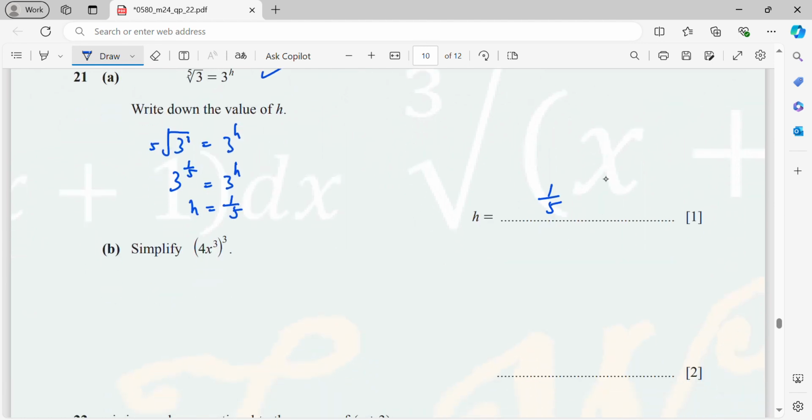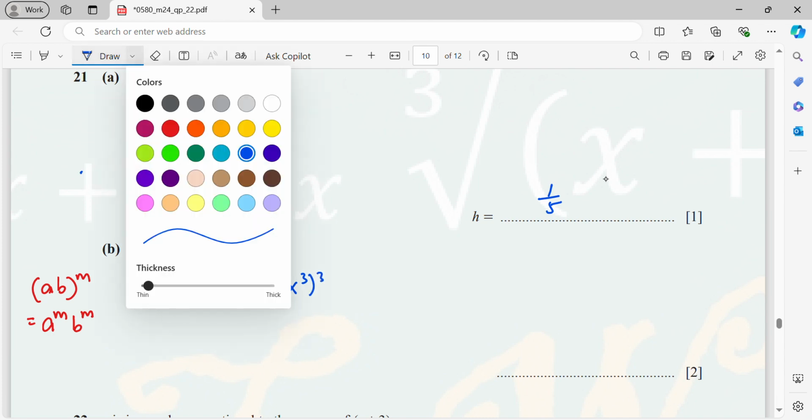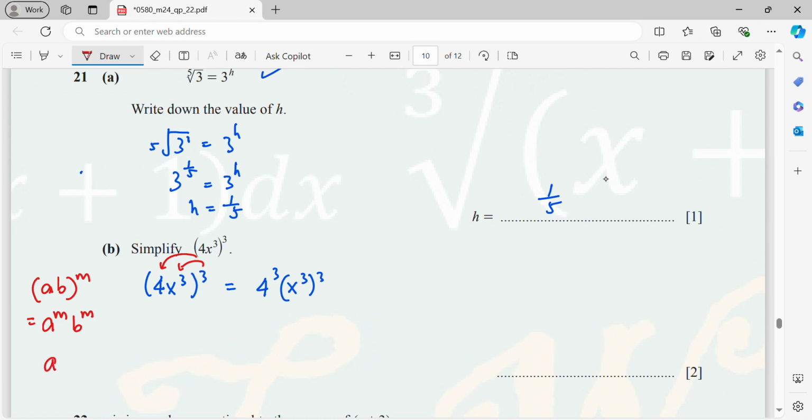B, simplify 4x cubed with the power 3. Now a b power m is a power m, b power m. So it means you bring the power 3 to all the terms inside the brackets. This is going to be 4 cubed, x cubed, and then another cube. So then we have another formula here. A power m, then another power n, this is going to be a power mn.